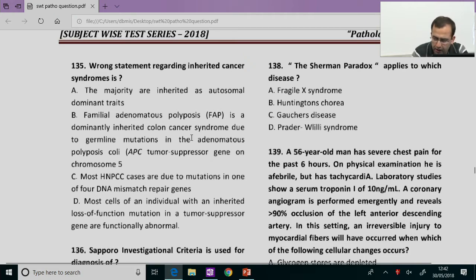FAP is a dominantly inherited colon cancer syndrome due to germline mutations in APC present on chromosome 5. This again is true. Most HNPCC cases involve one of the 4 DNA mismatch repair genes. True. Most cells of individuals with inherited loss of function mutation in a tumor suppressor gene are functionally abnormal. This is false. The statement is saying most cells of an individual with loss of function mutation are abnormal. It is not most of the cells, it is only the cells which have the loss of function mutation which are abnormal.